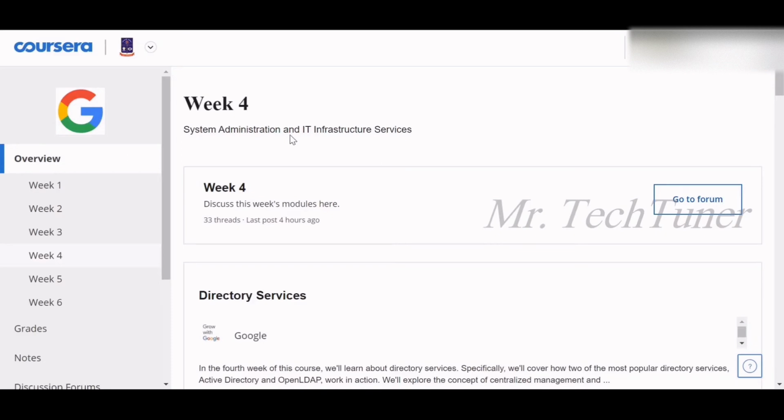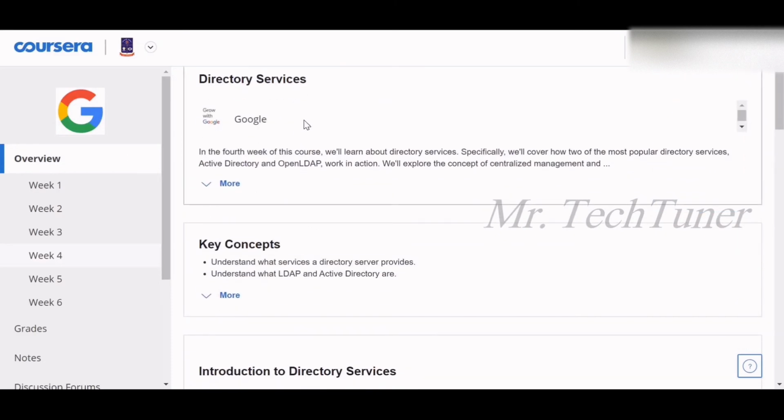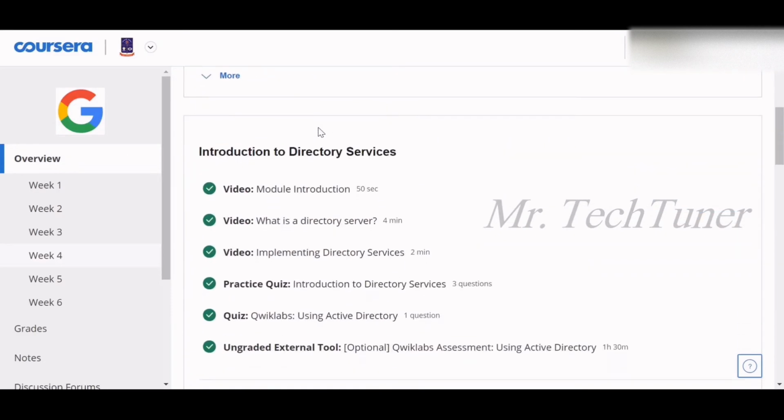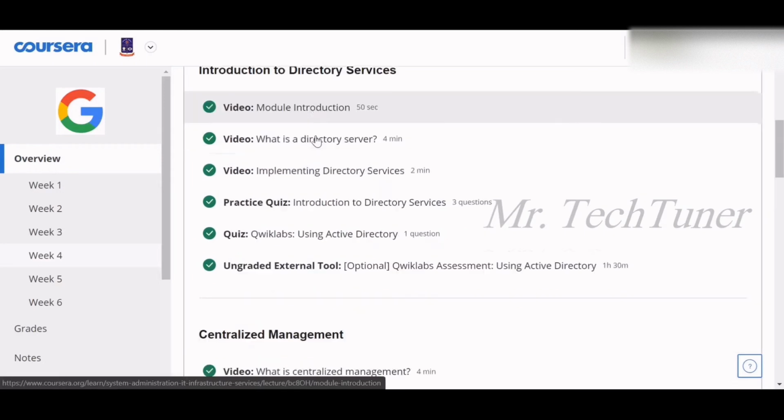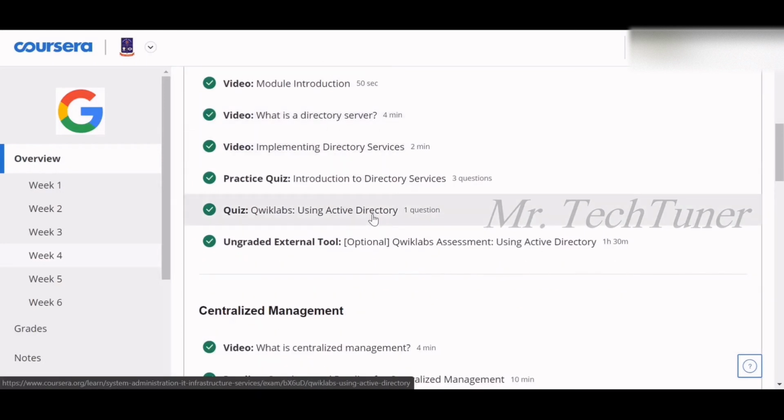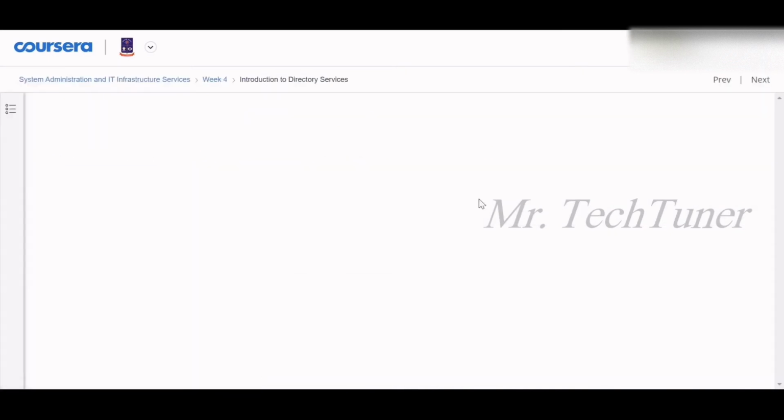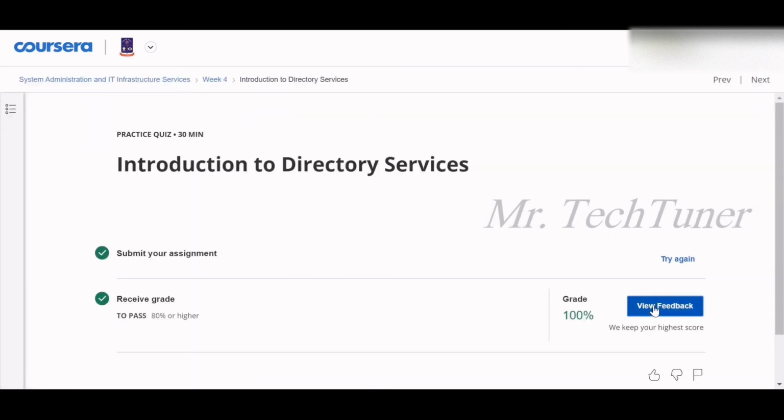So welcome to week 4, and basically in this week we are going to talk about directory services. Okay, so first, introduction to directory services. Here you will get some questions about quick lists and some practice quizzes. So we are going through the questions and answers of the quiz.